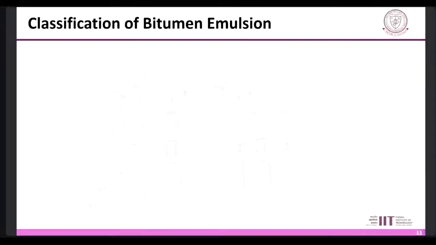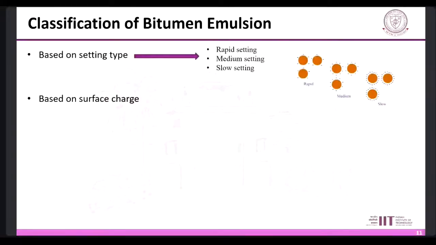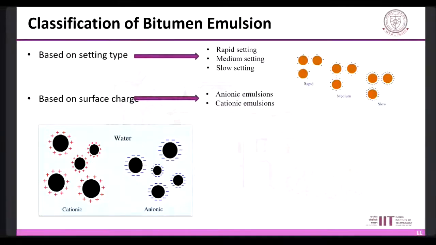The classification of emulsion is based on the setting type, where it sets on the road surface, and the other is on the basis of surface charge. On the basis of setting type, emulsion can be of three types: rapid setting, medium setting, as well as slow setting. All these depend on the type of emulsifier used and the quantity of emulsifier used. For the surface charge, there will be anionic emulsion, which has a negative charge on the surface, and cationic emulsion, which has a positive charge on the surface of bitumen emulsions.